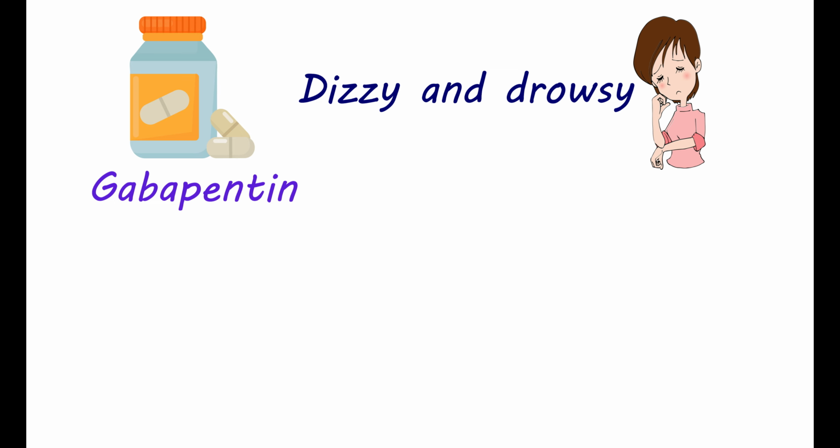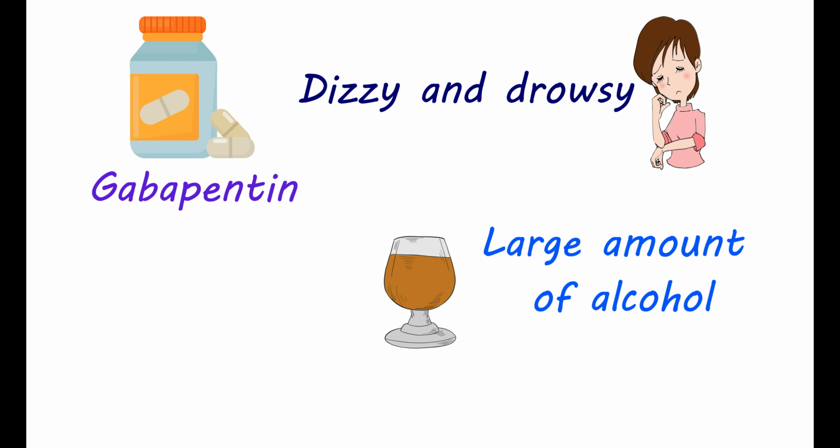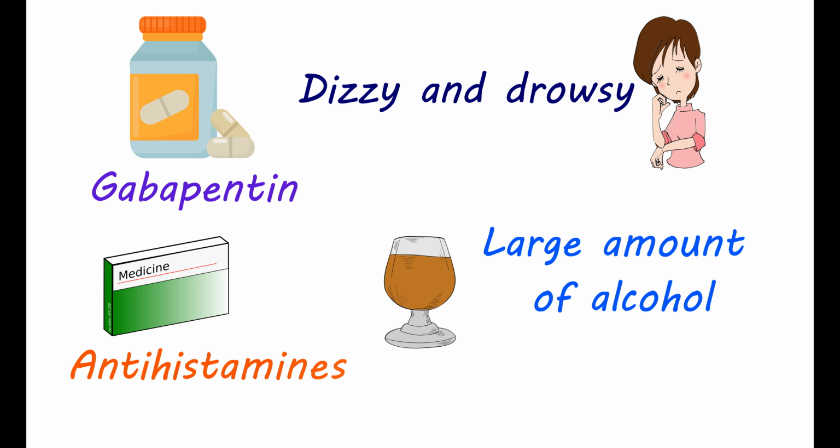What should be avoided? Gabapentin makes you dizzy and drowsy. Therefore, avoid large amounts of alcohol intake while taking this medication in the initial days. When you are using a few other medications that may cause drowsiness, they should be cautiously used with gabapentin. Many antihistamines and medications used for colds may also induce drowsiness.